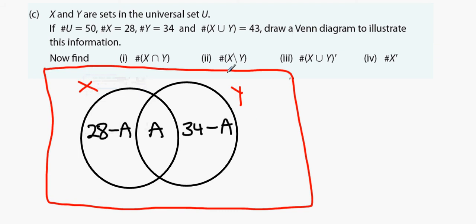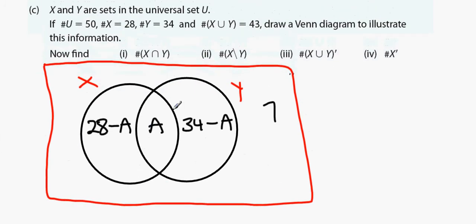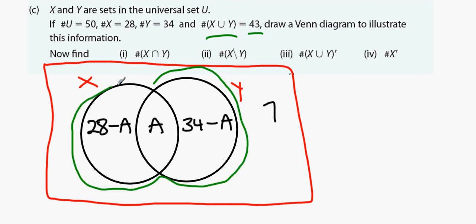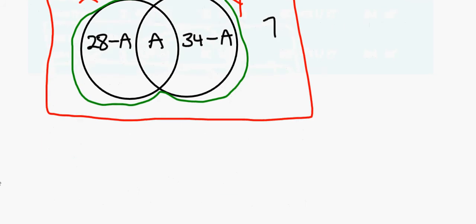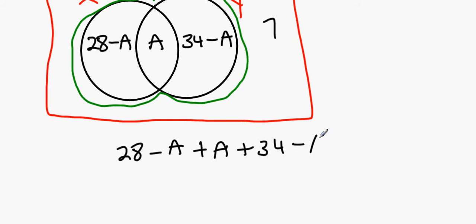Now, what we know about the outside is that X union Y equals 43. Therefore, there's going to be 7 on the outside. So what we know is that the 3 of these added together have to give you 43, because everything that's in X union Y is everything inside the green barrier. So we're going to get 28 minus A plus A plus 34 minus A equals 43.